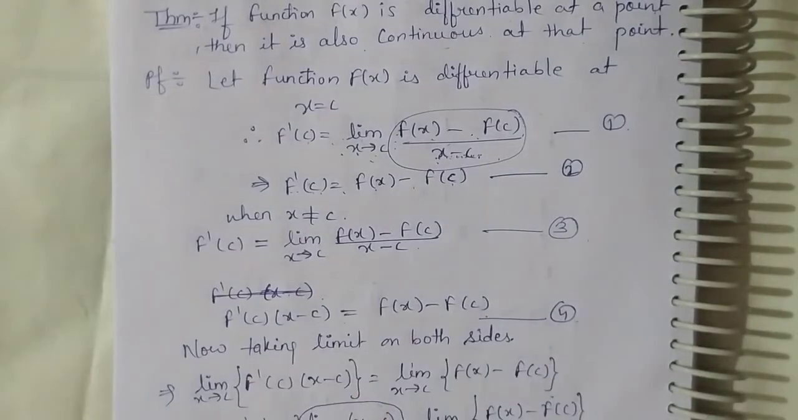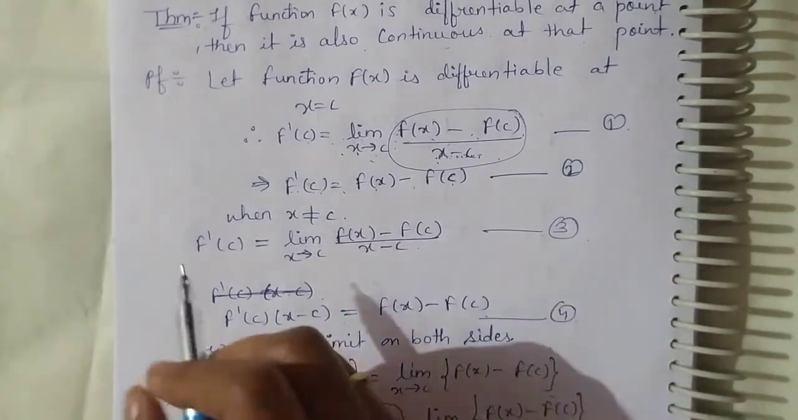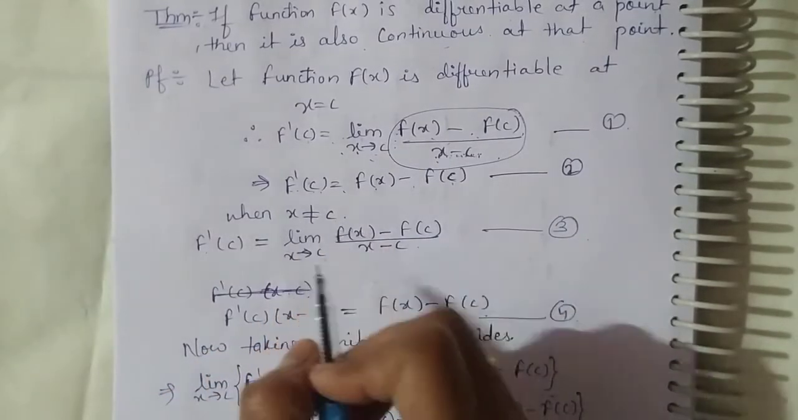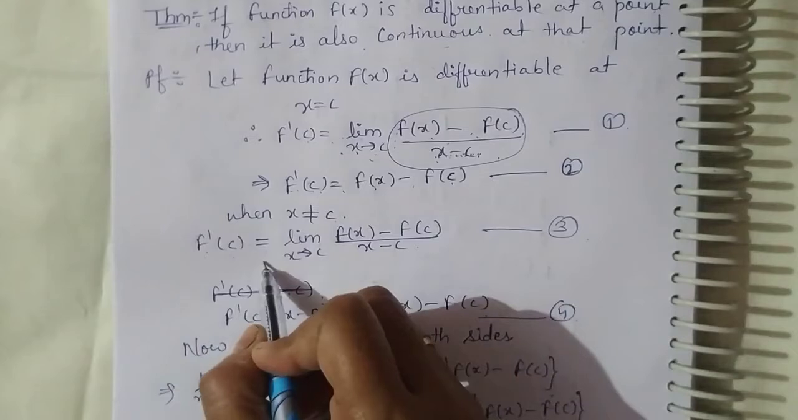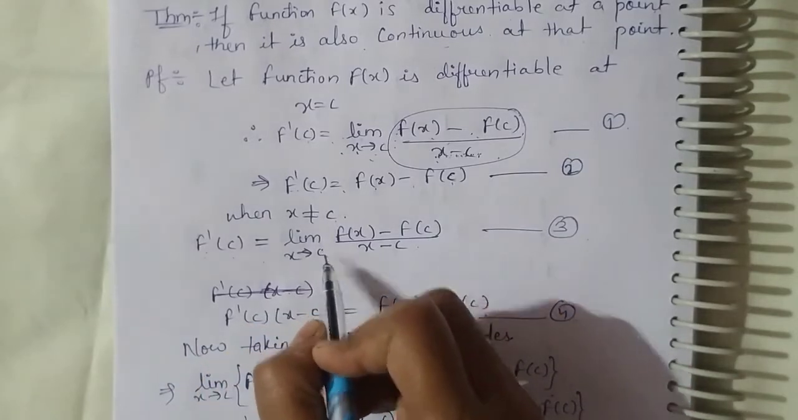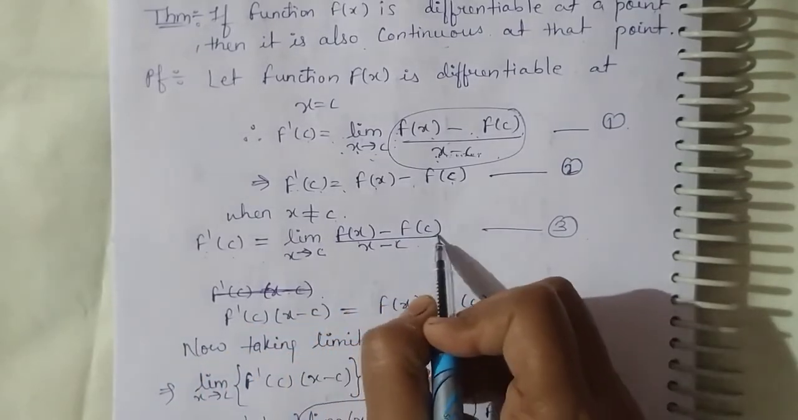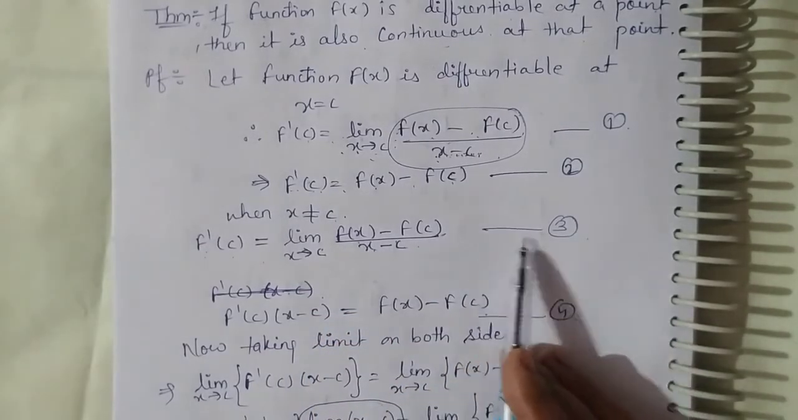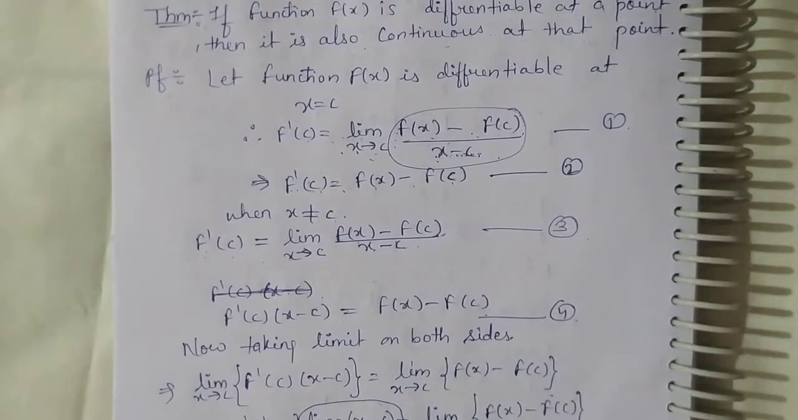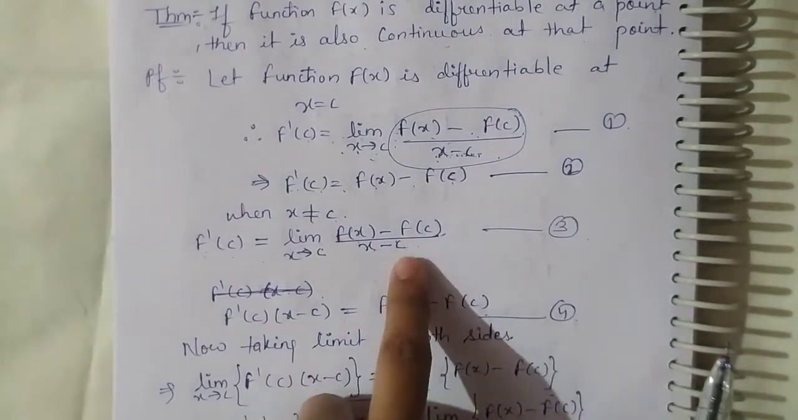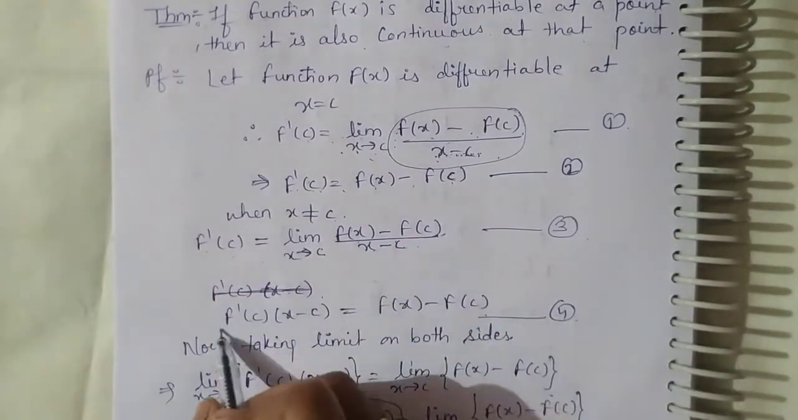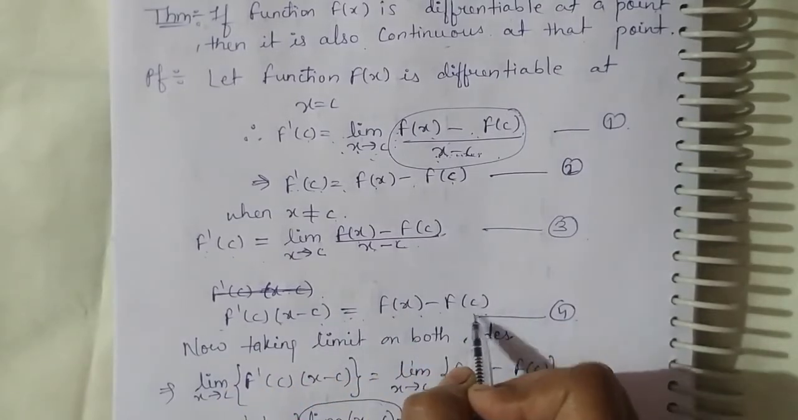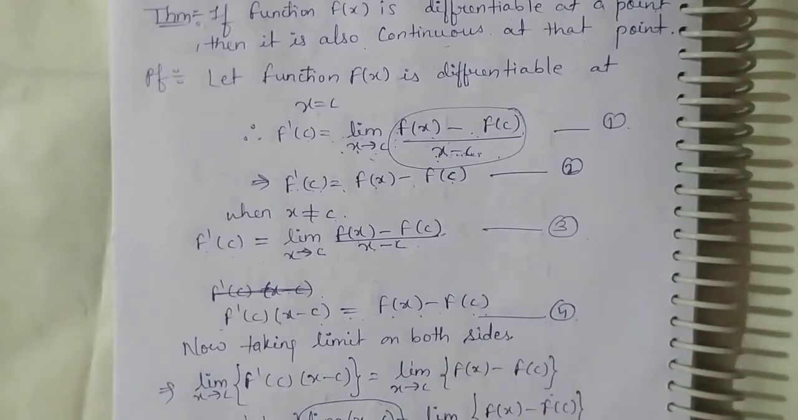Now let's come to when x is not equal to c. When x is not equal to c, f dash of c is equal to limit x tends to c of f of x minus f of c upon x minus c. Take this as equation 3. Now this whole term is multiplied by x minus c, so f dash of c times x minus c is equal to f of x minus f of c. Take this as equation 4.